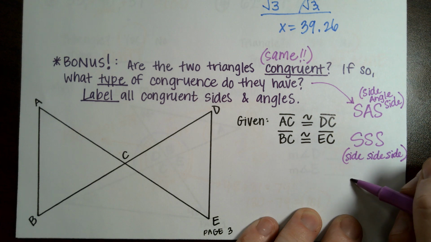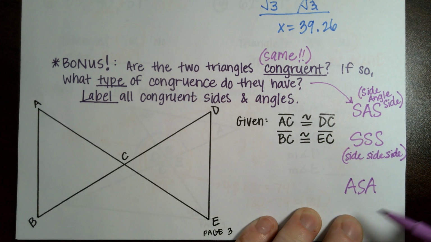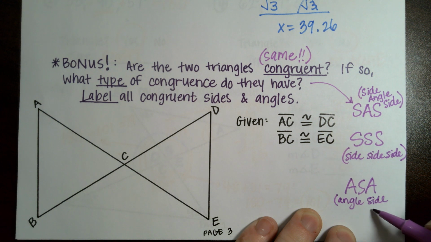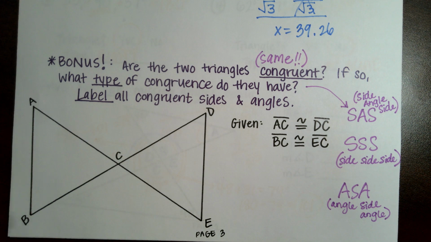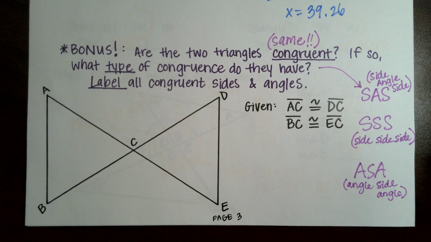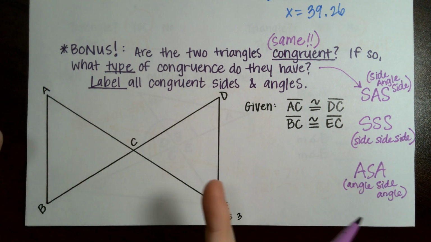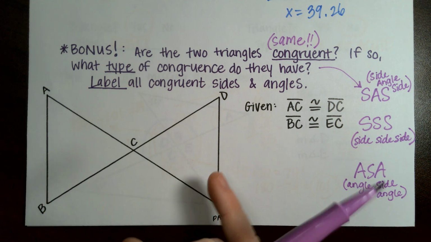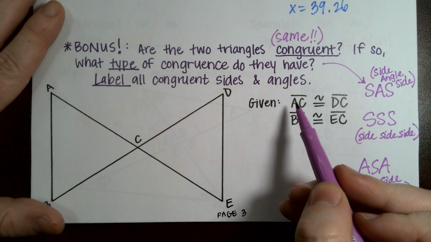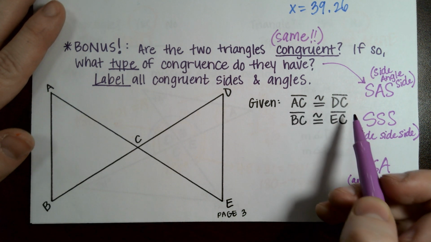I believe we also talked about ASA, angle, side, angle. So I'll walk you guys through this one since this is much newer. All we're really doing in this problem is labeling all the things that we know about these two triangles. They have given this to us. We know that AC is congruent to DC.